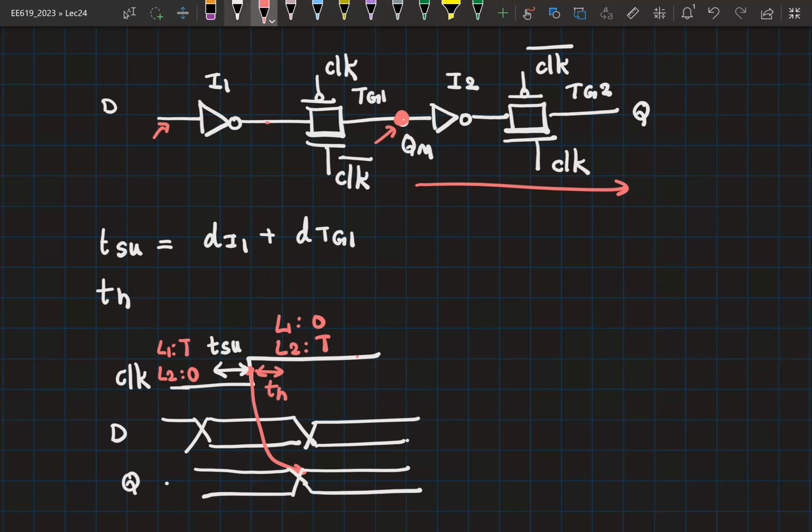Okay. So can you quickly tell me what is the clock to Q propagation delay? This will be equal to dI2 plus delay of TG2. So if the setup time constraint is met, the data has already been set up here. Now, when the clock has a rising edge, what is the time it takes for the data to go from here till Q? That is basically delay of I2 plus delay of transmission gate 2. What comment can you make about the hold?